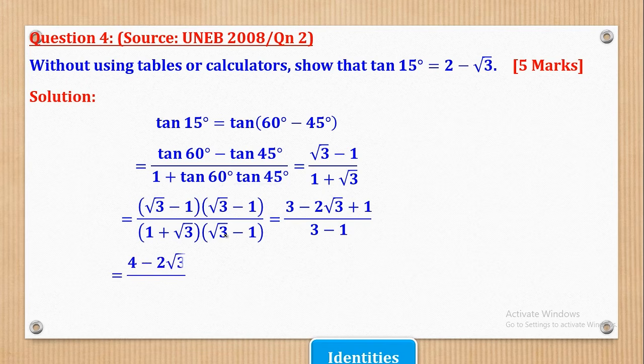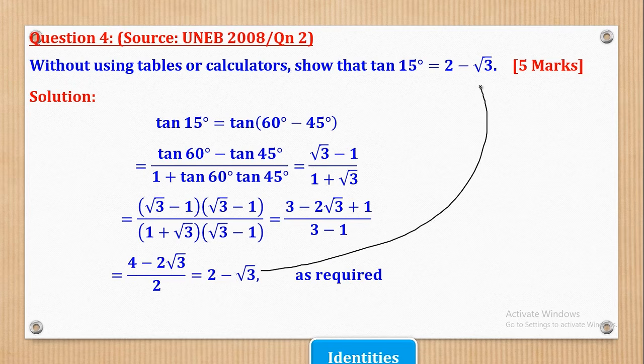Then when I simplify further, this with this gives me 4, which is there, and this one is there. This with this gives me 2, which is there. Then from there, these two divide both. So 4 over 2 gives me 2, and 2 root 3 over 2 gives me root 3. And basically that's what they wanted.